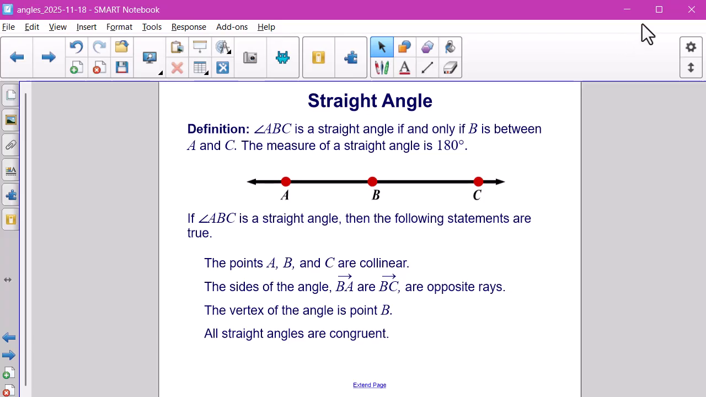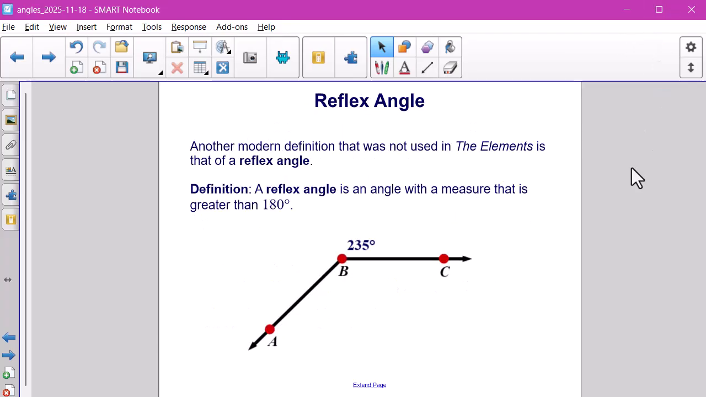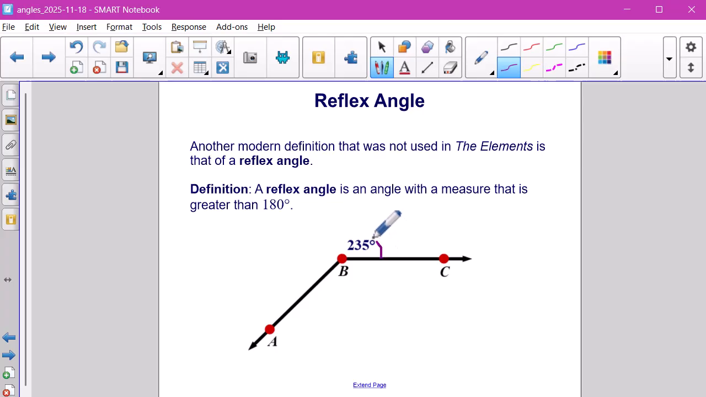Another modern definition that was not used in the Elements is that of a reflex angle. A reflex angle is an angle with a measure that is greater than 180 degrees. So the measure of this reflex angle from CBA, the reflex angle's measure is 235 degrees.